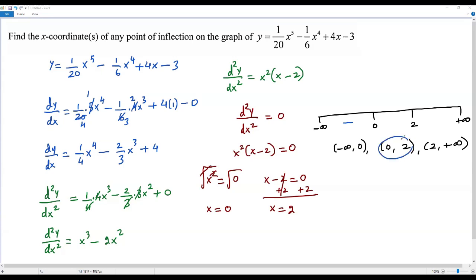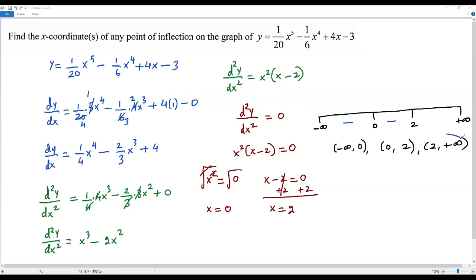Okay, now let me check the second interval, 0 comma 2, with the second derivative. For that we have to take a random value. I think we can take 1, because 1 is between 0 and 2. When I plug in x equals 1, 1 squared is just 1, and 1 minus 2 is negative 1. So positive 1 times negative 1 becomes negative 1. So in the second interval also, the second derivative is negative.